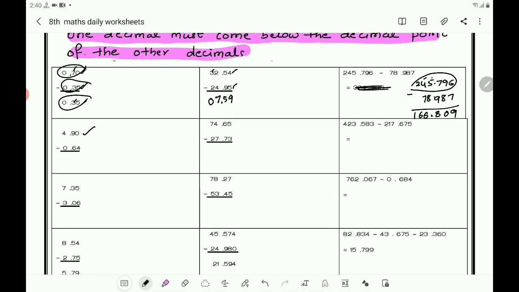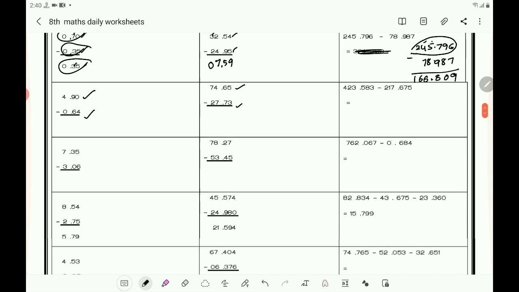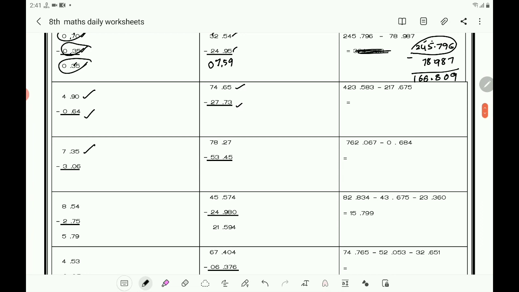Next you take 4.90 minus 0.64. 74.65 minus 27.73. Then 423.583 minus 270.675. Here also you take one below the other. The point must come one below the other. Then 7.35 minus 3.06. 78.27 minus 53.45.